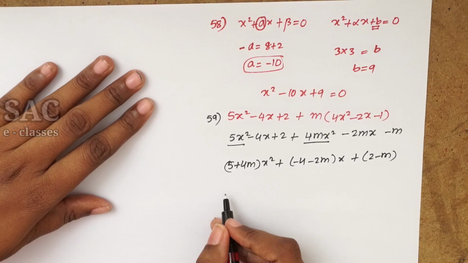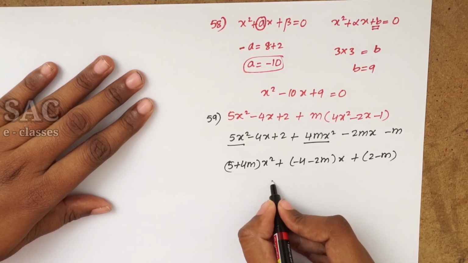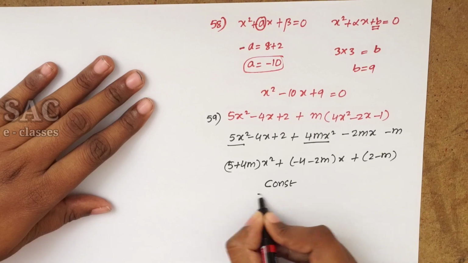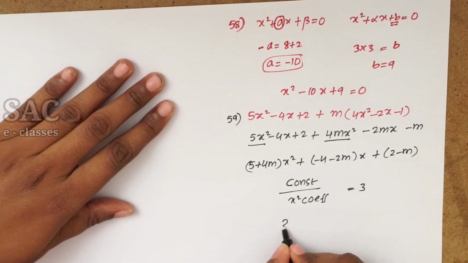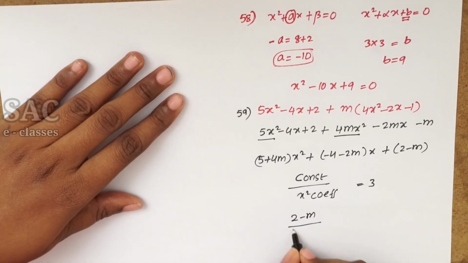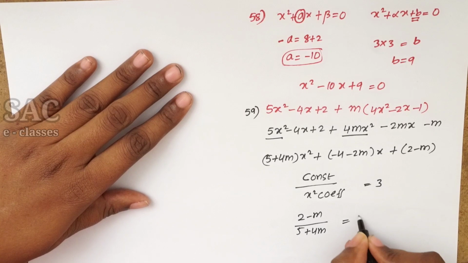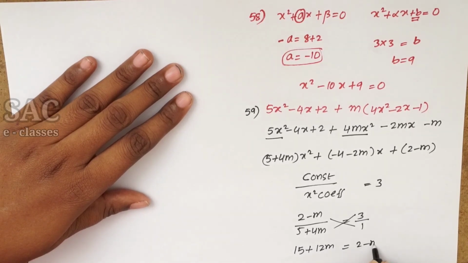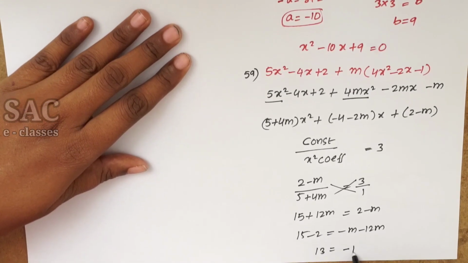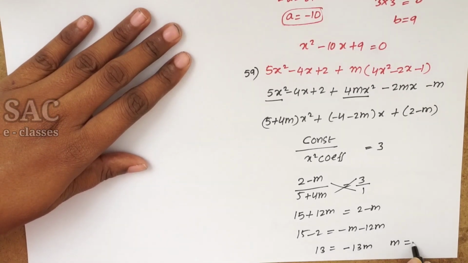Product of the roots for any quadratic expression is constant term by x square coefficient, which is equal to 3 as they given. Constant here is 2 minus m by x square coefficient 5 plus 4m, which is equal to 3 by 1. Cross multiply and get the answer. 15 plus 12m is equal to 2 minus m. 15 minus 2 equal to minus m minus 12m, where 13 is equal to minus 13m, so m is equal to minus 1.